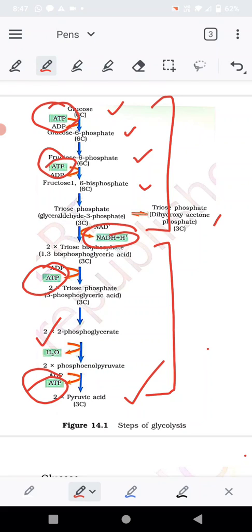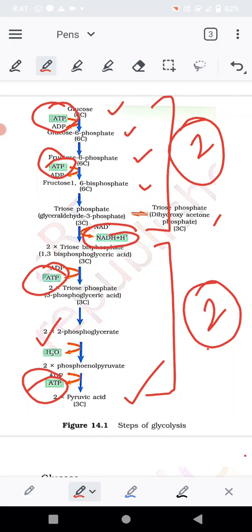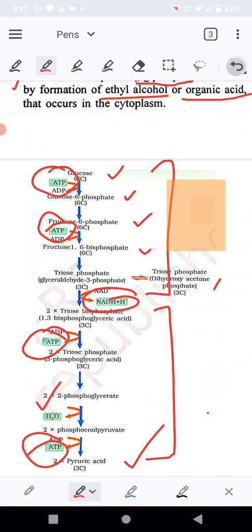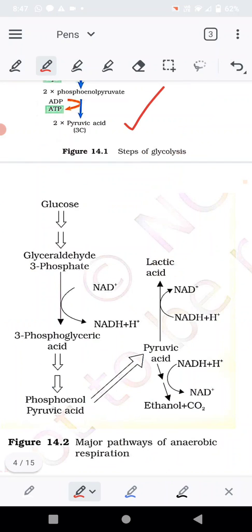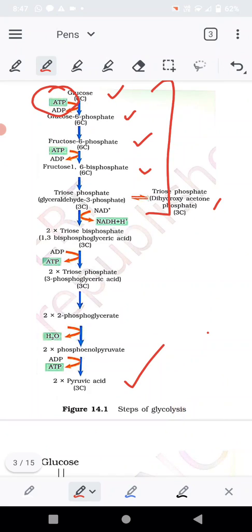So I can say here 2 ATPs are used and here 2 ATPs are produced, and here an NADH molecule is released. One thing to be noted is that one glucose molecule forms 2 molecules of pyruvic acid.